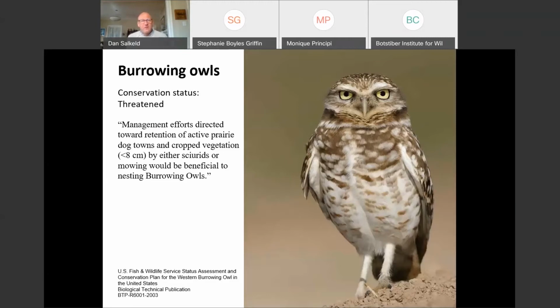So in Colorado, burrowing owls' conservation status is threatened, and management efforts are directed towards retention of active prairie dog towns because of that impact on vegetation. And the burrowing owls actually use prairie dog burrows for their nests. And this, again, is another really charismatic species of the American West. And so we have to be looking at the underlying conditions for its survival. So that is prairie dog colonies or towns.